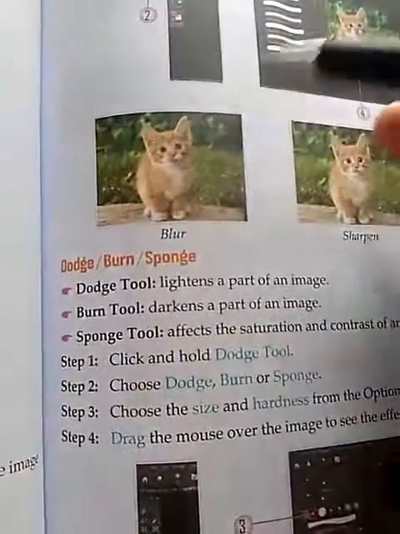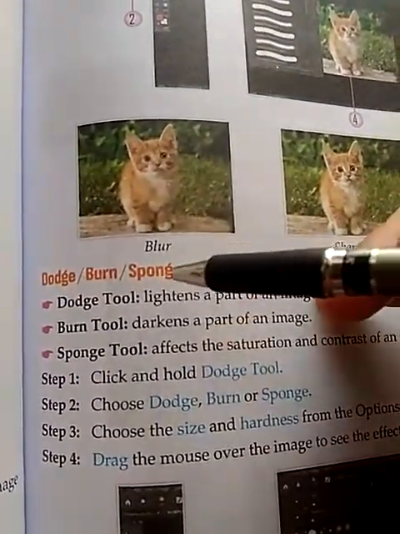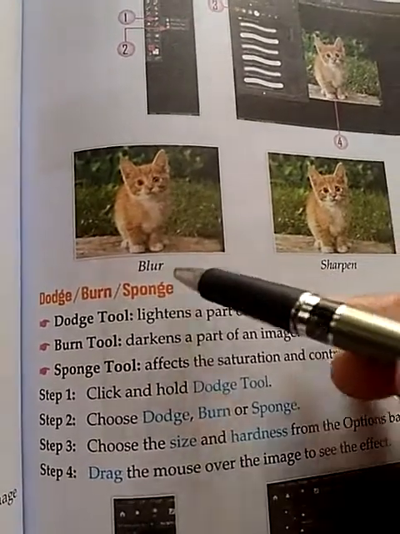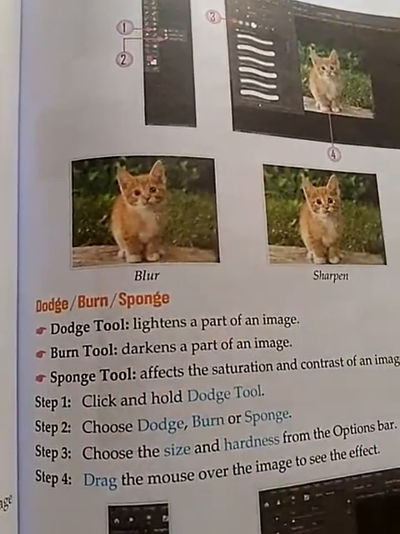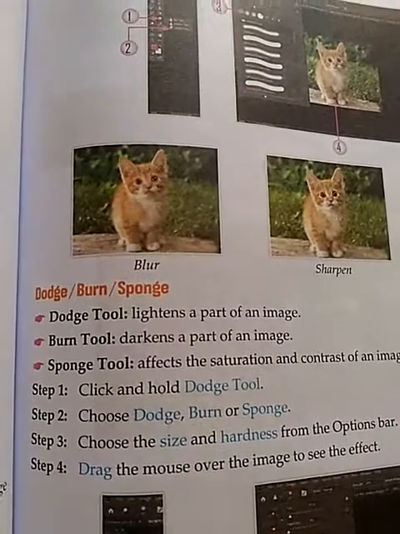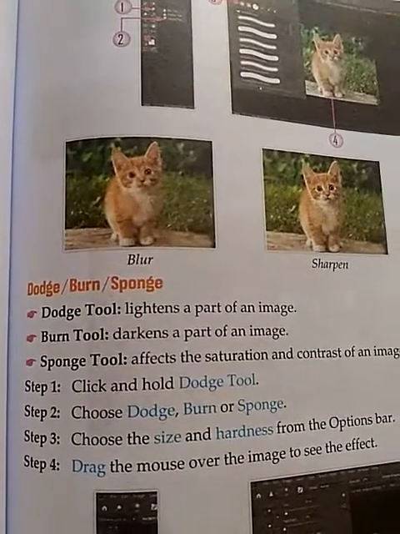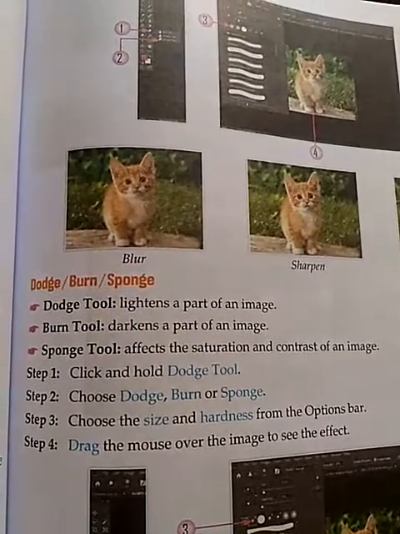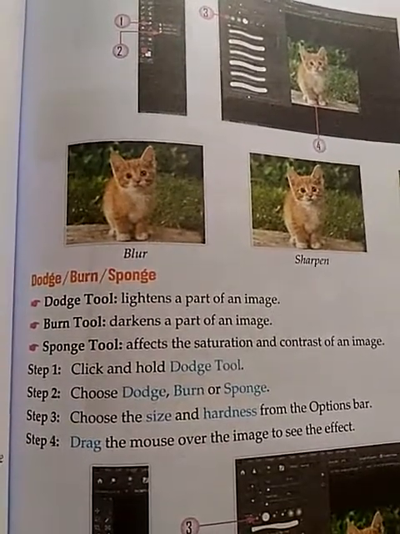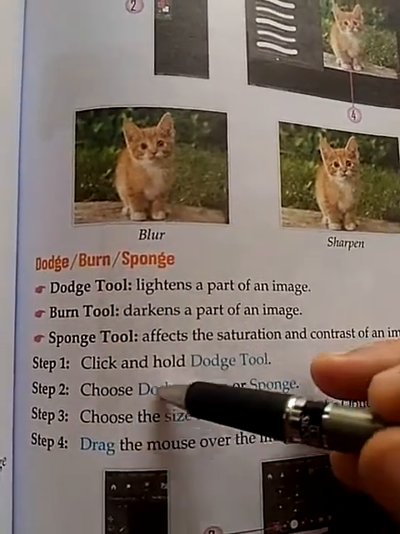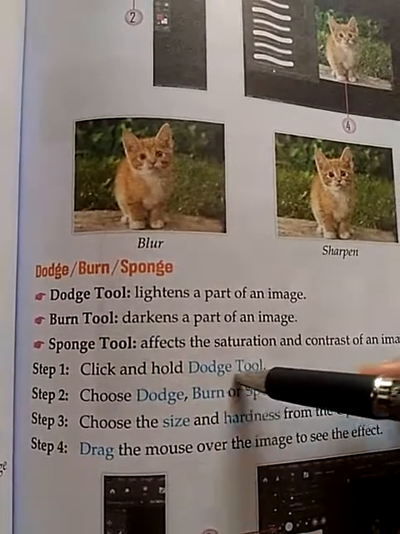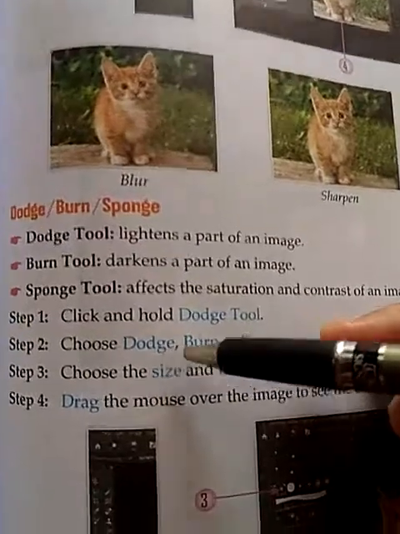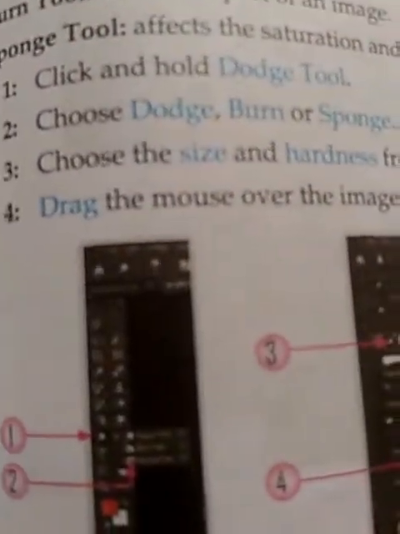Now another retouching tool is dodge, burn or sponge. The dodge tool lightens a part of an image. The burn tool darkens a part of an image. The sponge tool affects the saturation and contrast of an image. Now click and hold on the dodge tool, in which you will find these options.